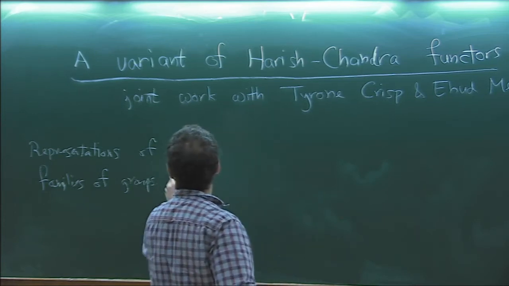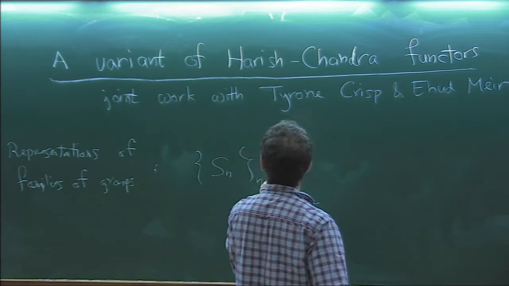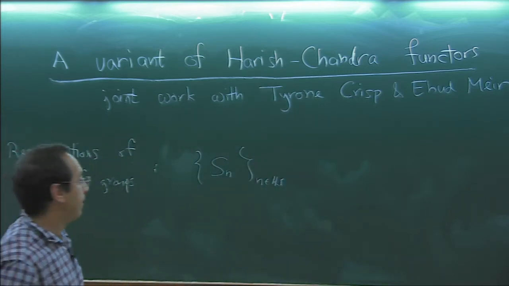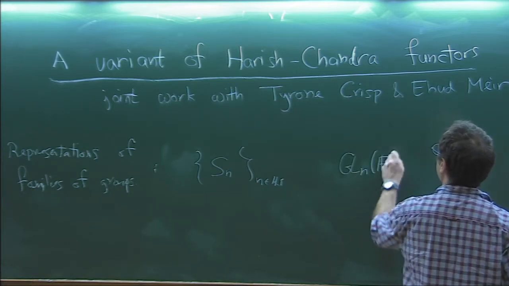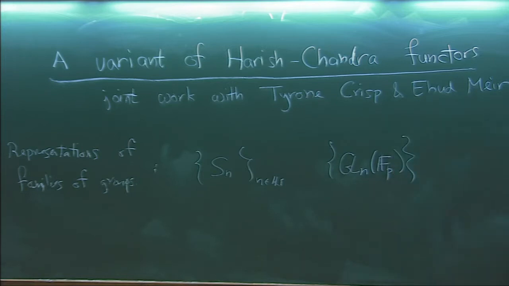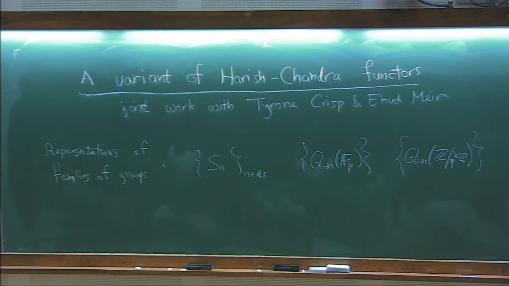So for example, symmetric groups, going over all n. The general linear groups, all n's. The general linear groups over finite rings, for example, Z modulo p^k Z. Or say continuous representations of GLn Zp, over the p-adic numbers.